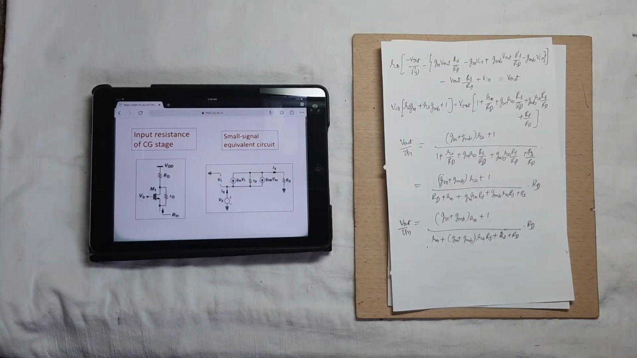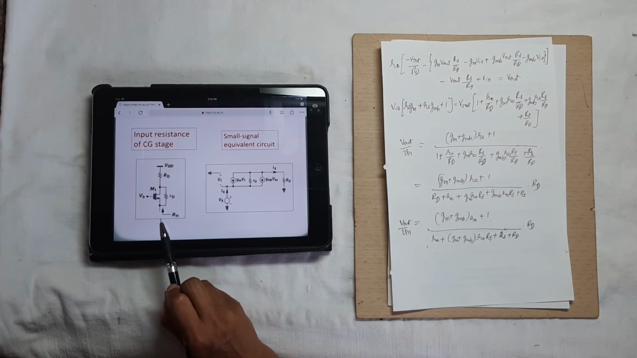Now, can you analyze the small signal equivalent circuit? What is the input resistance? Input resistance is the resistance seen from the input terminal. Where is the input terminal of the CG stage? It is at the source end, and we are seeing the resistance from this end.